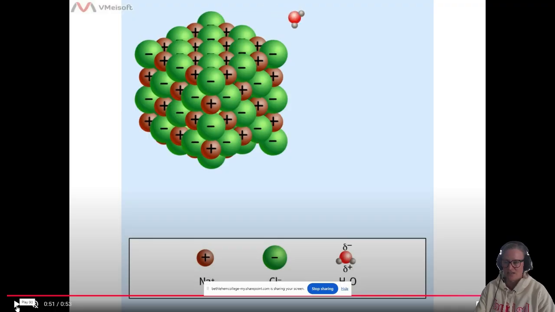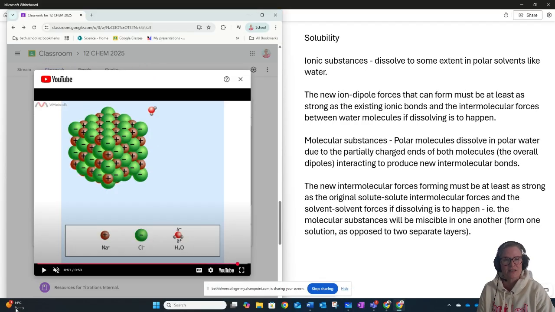Now, for this to be the situation, what we have to understand is that the original ionic bonds and the original intermolecular forces between the solvent or water molecules must be weaker or at least only as strong as the new forces that are forming between the ions and the water molecules. The strength of those new forces relative to the existing ones in the beginning is what is allowing dissolving to happen. That is physically favorable.